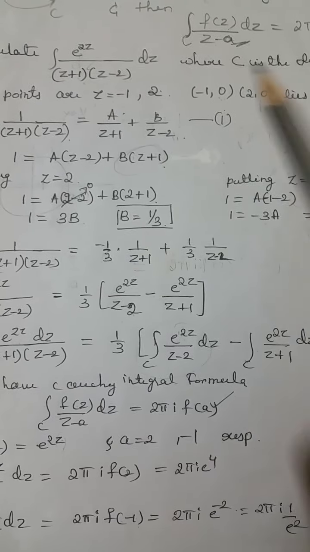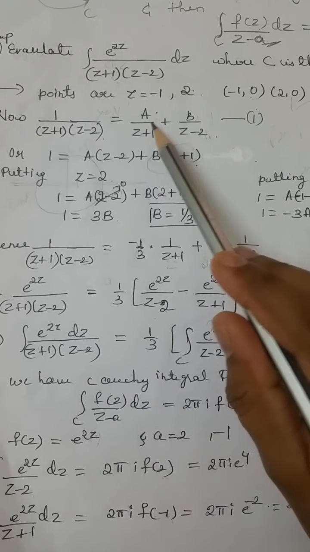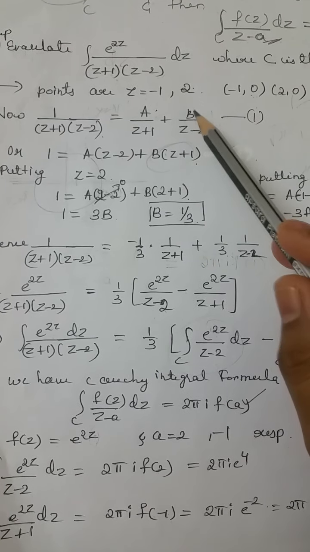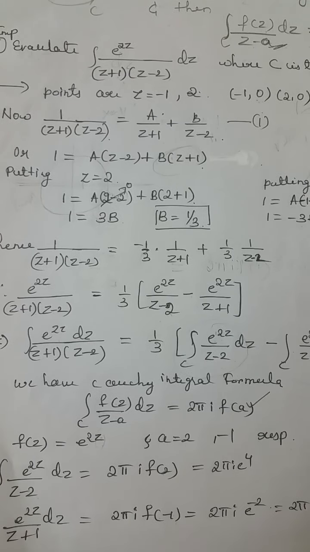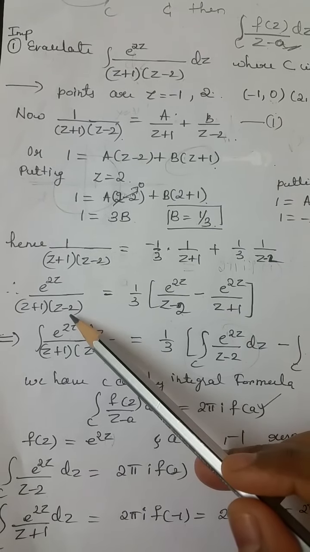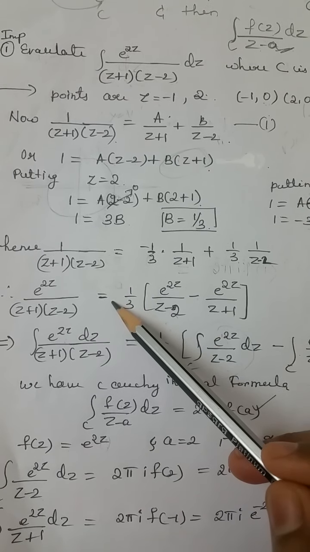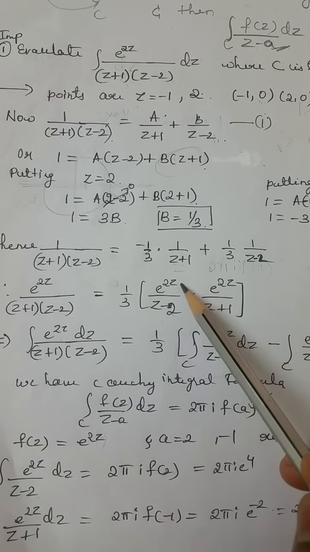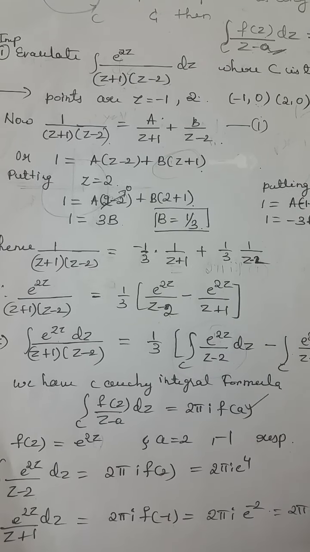Now put these values in equation 1. So you get minus 1 by 3 upon z plus 1, plus 1 upon 3 into z minus 2. Now take the given function, e power 2z upon (z plus 1)(z minus 2), which is equal to 1 upon 3, take it outside, e raised to 2z upon z minus 2 minus e raised to 2z upon z plus 1.